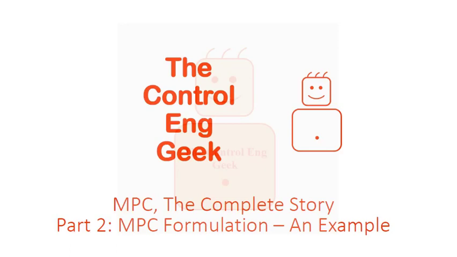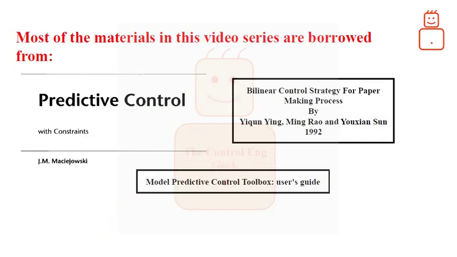In this video, I am going to introduce a simple example on how to formulate an MPC problem. But before that, it is important to state that most of the materials introduced here are taken from Predictive Control with Constraints, a book written by J.M. Maciejowski, a paper entitled "A Linear Control Strategy for Paper Making Process", written by Ying, Ming Rao and Xian Sun in 1992, and the user guide of the Model Predictive Control Toolbox.